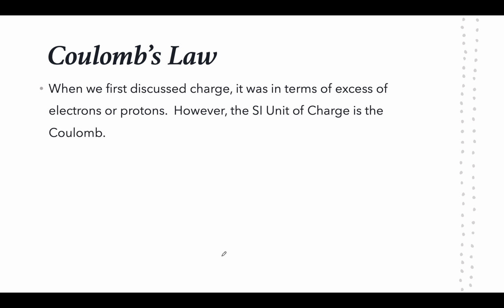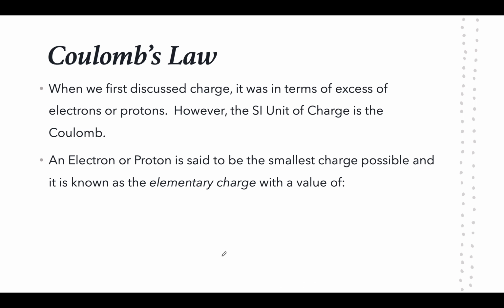All right. When we first talked about charge in a previous video, we said that charge was the excess of electrons or the excess of protons. But we can't really quantify charge by that. We need a unit, and the SI unit for charge is the coulomb. Since the electron or the proton is the smallest possible charge so far, this is known as the elementary charge. The elementary charge has a value of 1.6 times 10 to the negative 19 coulombs.